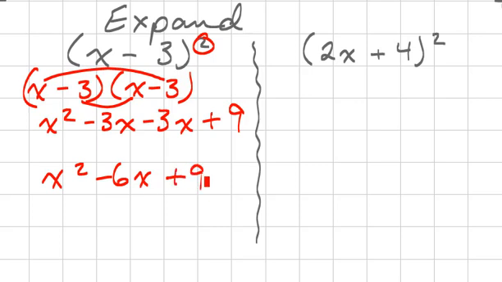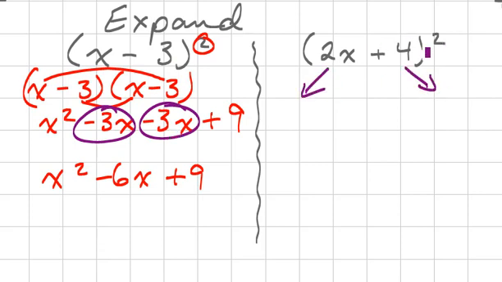Now, one of the things that's always true is that anytime you've got a binomial squared, these middle two terms will always be the same. And they're always the result of the first times the second. X times negative 3 is negative 3x twice. So I can use that to speed up this process.